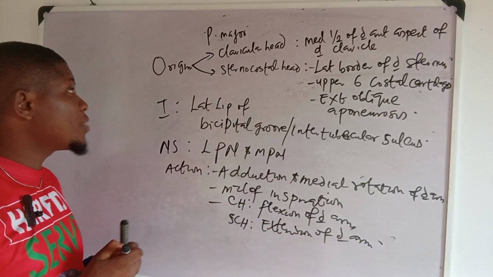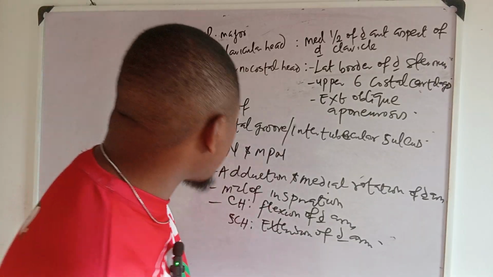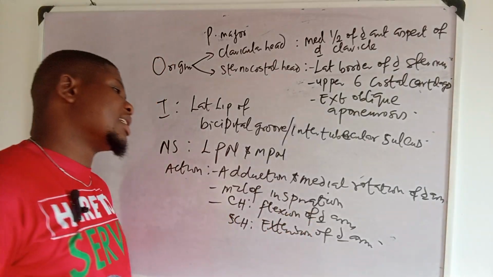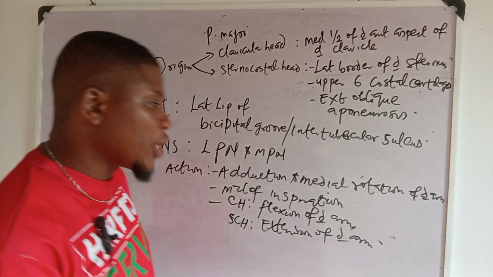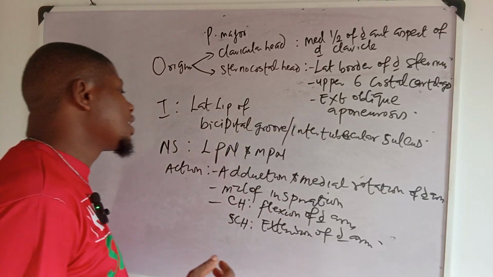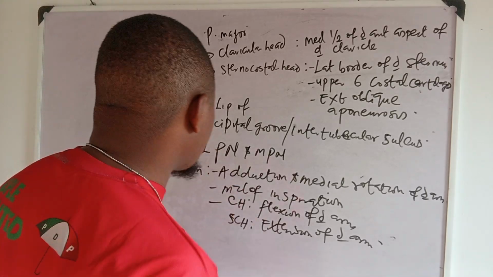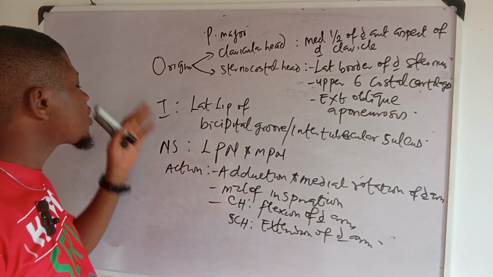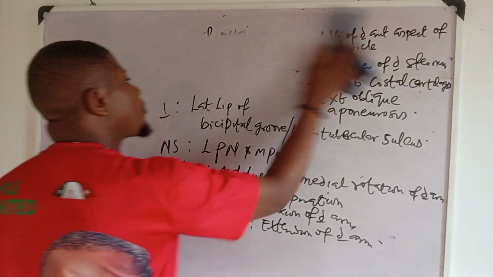So I see that pectoralis major extends, flexes, abducts, and medially rotates the arm. Remember, I told you the arm is used interchangeably with humerus, and with shoulder. You understand? So we can still say abduction, adduction of the shoulder, or adduction of the humerus, or adduction of the arm. Anyway, this is all about the origin, the insertion, the nerve supply.